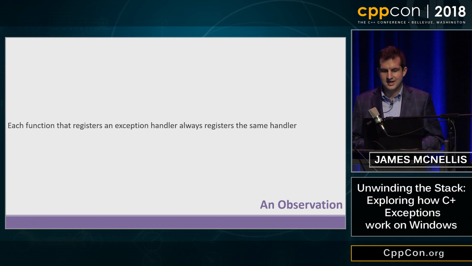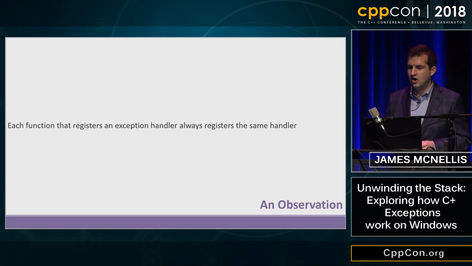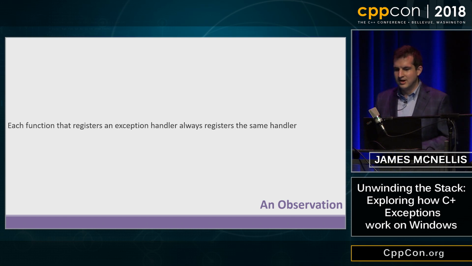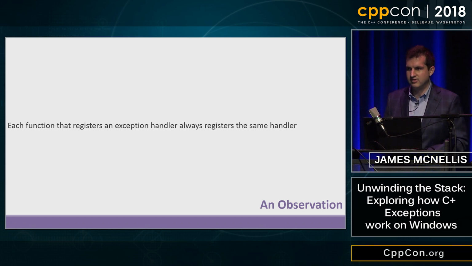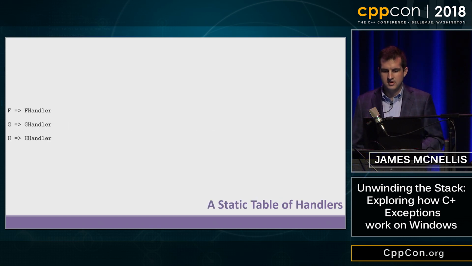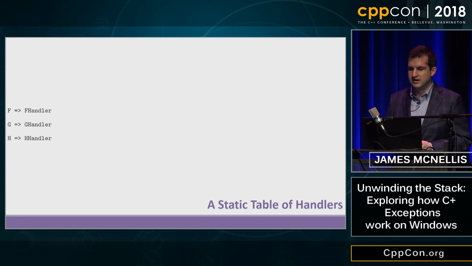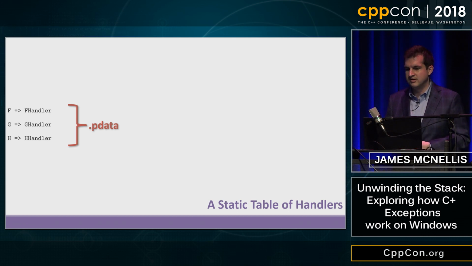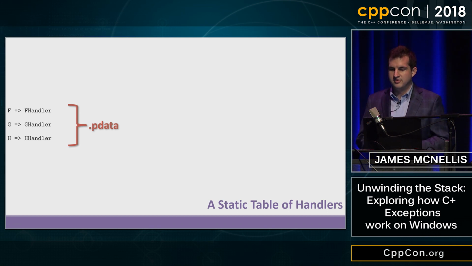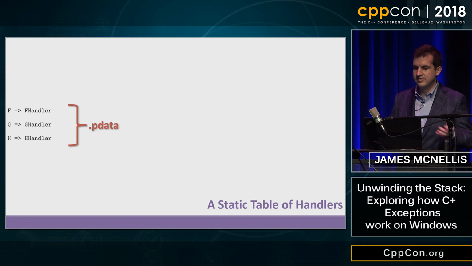We start with an observation, and that is that each function that registers an exception handler always registers the same handler. This is probably not true in 100% of cases, but it's true in practically all cases, and in the few cases where it wasn't true, we can transform the code to make it true. Every one of those C++ functions is registering CXX frame handler as its handler function. That means that instead of maintaining dynamic handler registrations at runtime, we can store a static table of handler registrations in the binary. So the OS will need some way to find this table, and to facilitate that, we store it in a special part of our exe or DLL called the pdata section. The OS will also need some way to know what functions are currently on the stack so that it knows what entries in the table to look up.